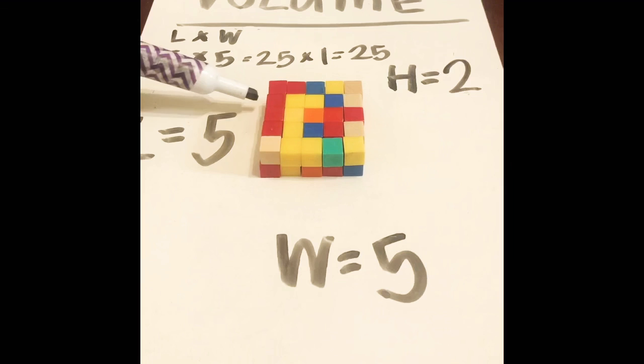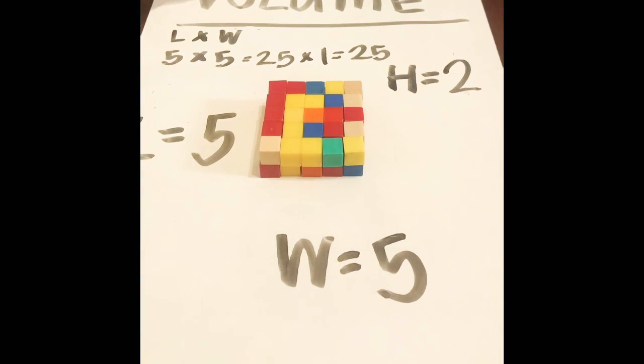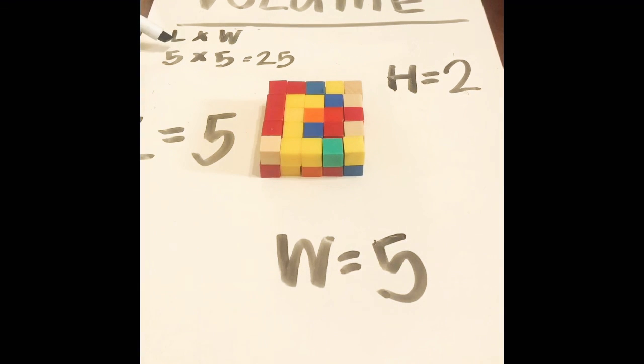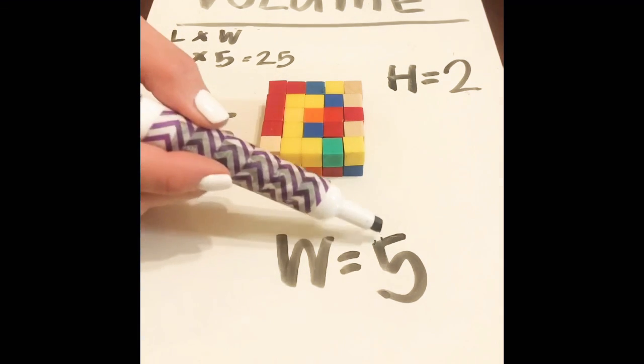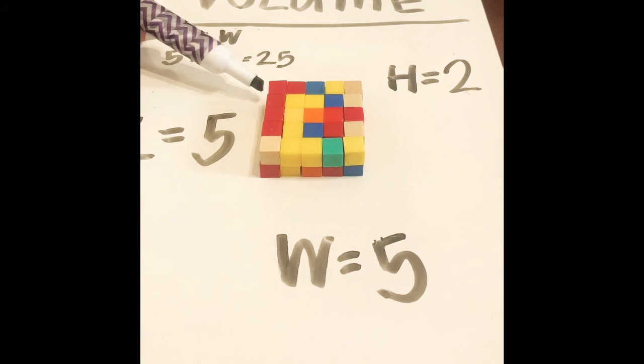Let's figure out how many total cubes are on the first layer. Remember, I can do that by multiplying length times width. So if I do length times width to figure out how many cubic centimeters are on the first layer, I can do 5 times 5, and that should tell me that there are 25 cubes on the first layer.